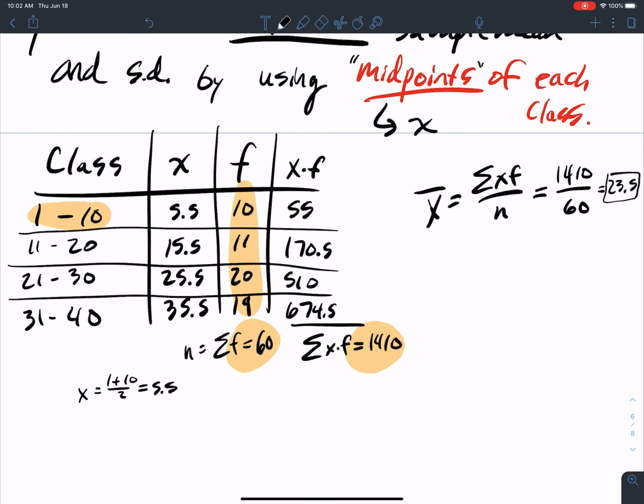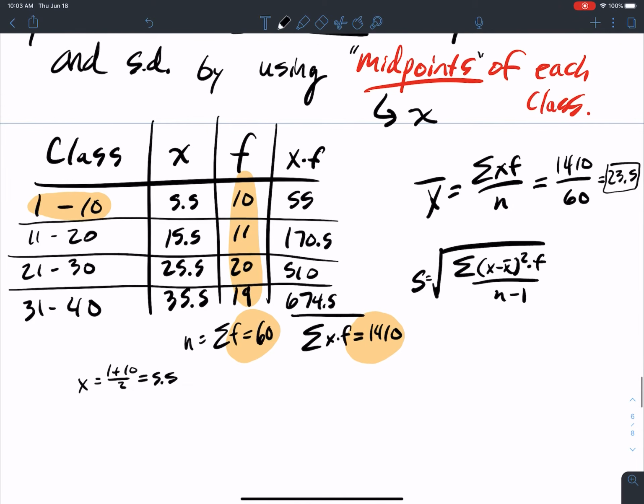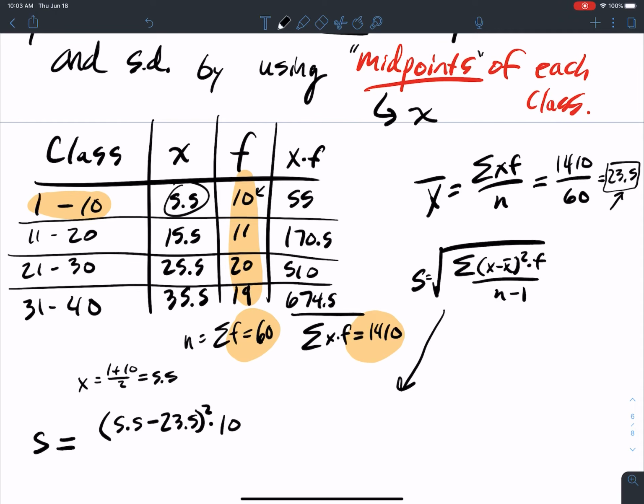Now, I want to get s, which is the square root of the sum of x minus x bar squared times f over n minus 1. So what am I going to do? Well, I need to bring this down here because it's kind of a long thing. The first x value is 5.5, so I'm going to do 5.5 minus the average of 23.5, square it. And then how many do I have? I've got 10, so I'm going to multiply by the frequency, 10. So I did the first one of those.